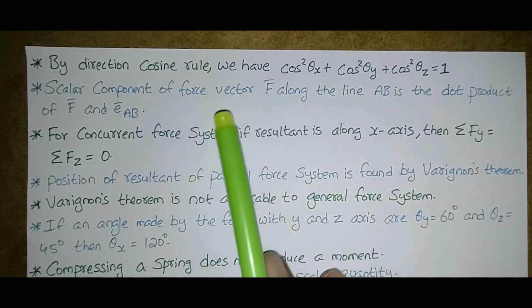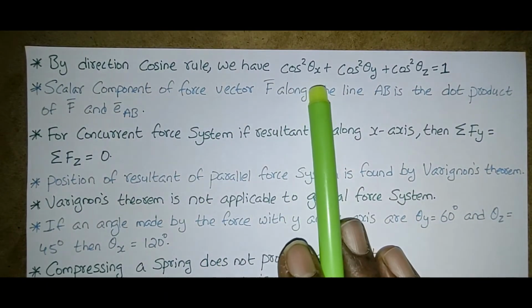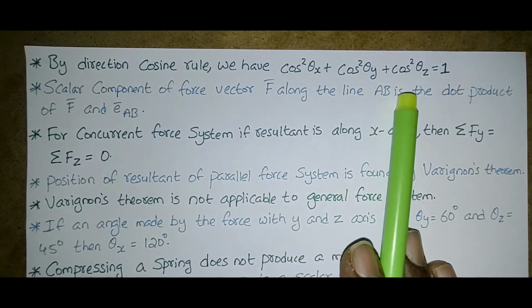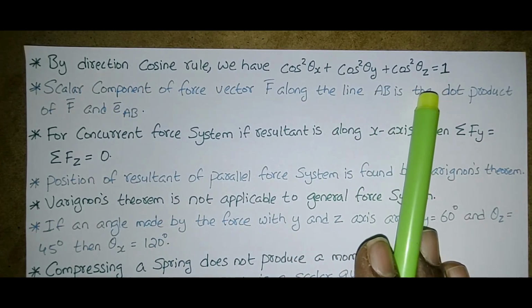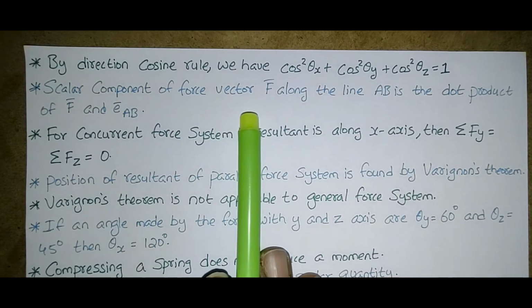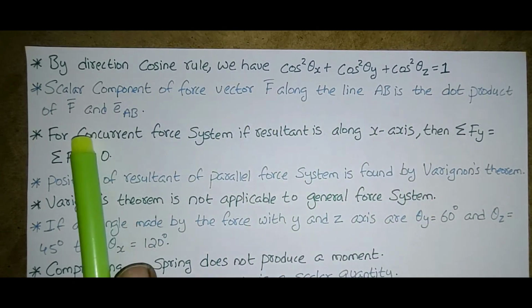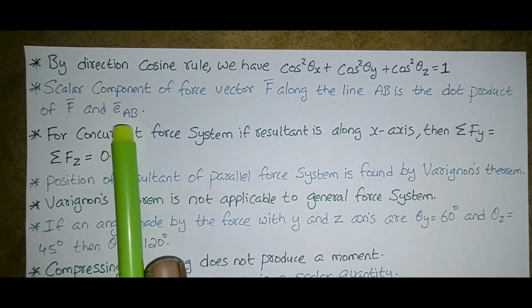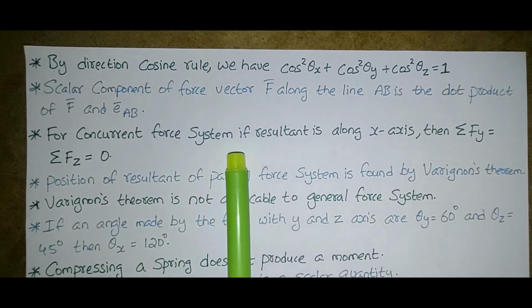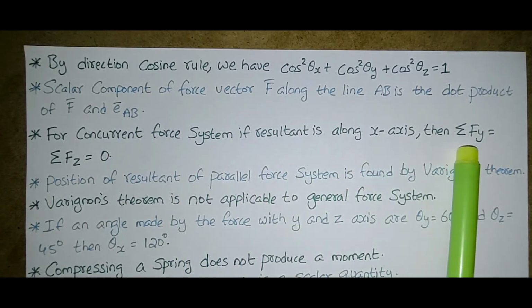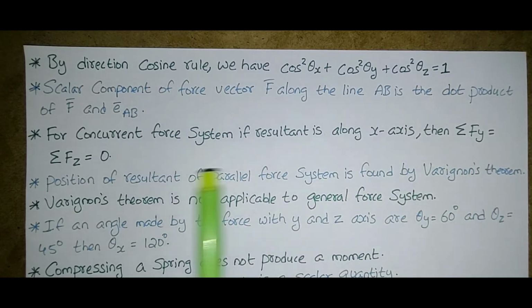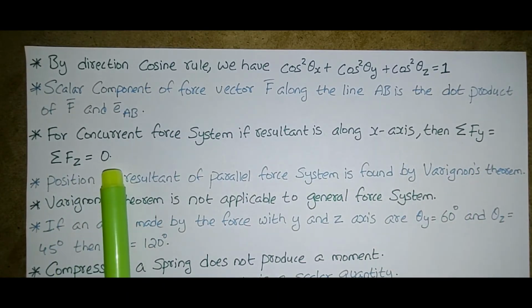By direction cosine rule, we have cos square theta x plus cos square theta y plus cos square theta z is equal to 1. Scalar component of force vector F along the line AB is the dot product of F and e_AB. For concurrent force system, if resultant is along x-axis, then summation Fy is equal to summation Fz is equal to 0.